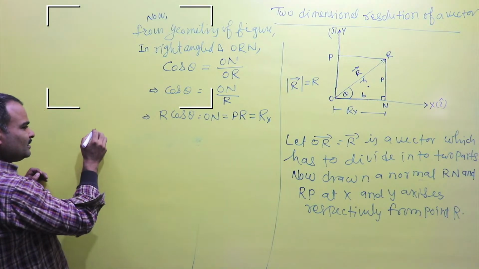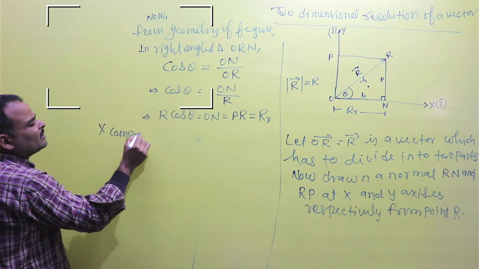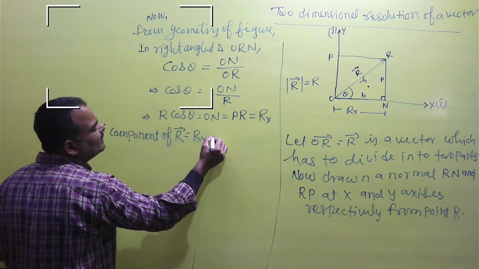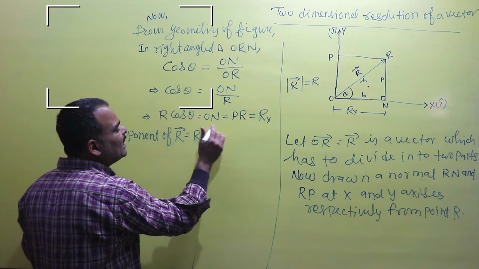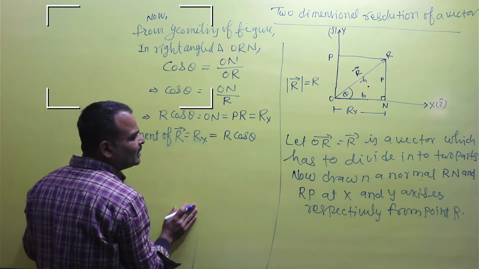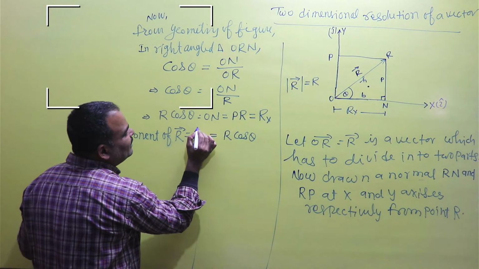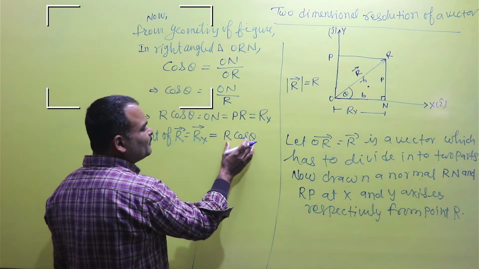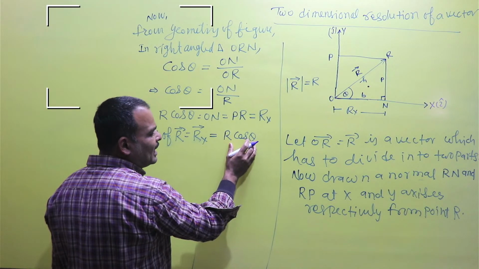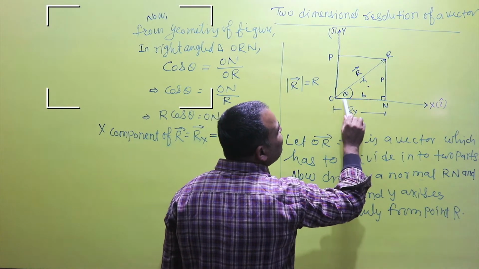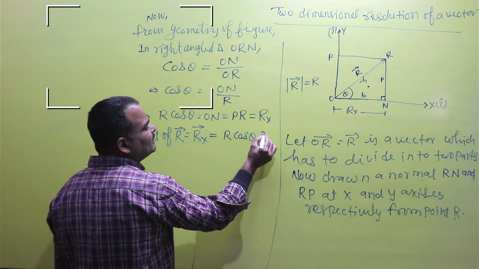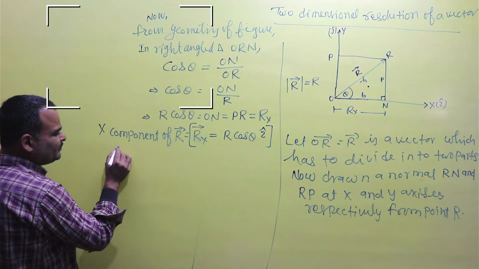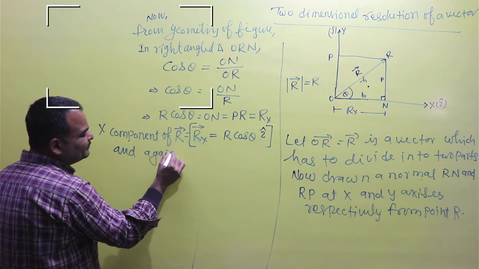Clearly we can write the x component of vector R. X component of vector R means Rx. The magnitude of Rx is R cos theta. If we take a sign of arrow upon the vector Rx, then we represent the direction: R cos theta, and Rx is in the direction of the x axis, so I can write Rx is equal to R cos theta i cap.